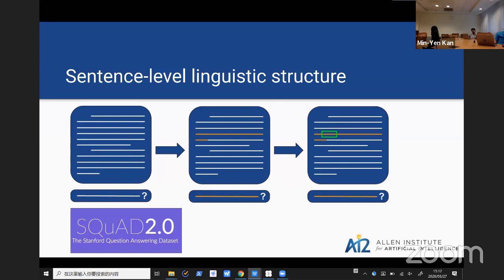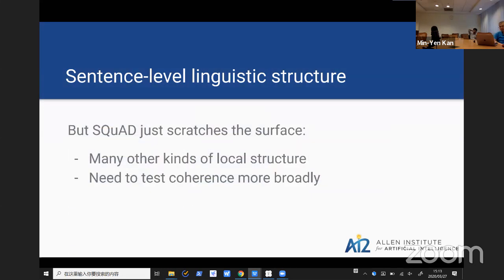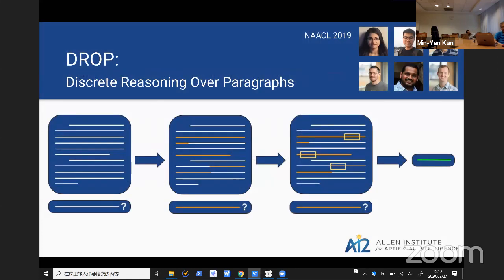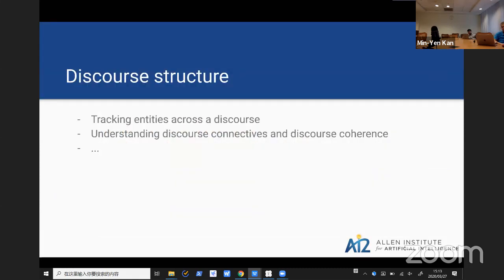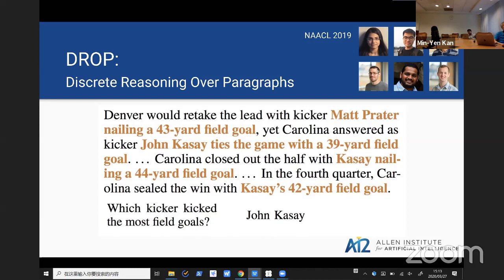Different datasets focus on different aspects of reading comprehension. For example, the SQuAD dataset only has simple factual questions, which usually do not require any reasoning, so it focuses on sentence-level linguistic structure. Another dataset, DROP, focuses specifically on multi-hop reasoning, and also on counting, numerical reasoning.